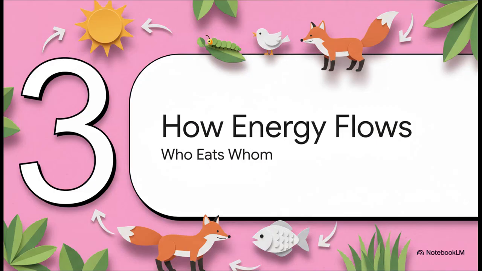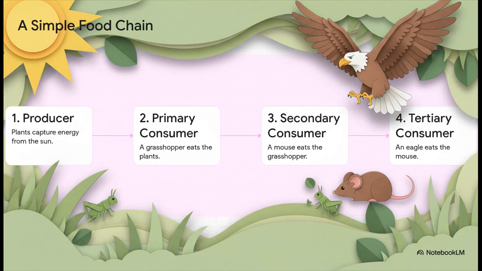Okay, so we've met the main players, the producers, consumers, and decomposers. But how does it all fit together? Well, the number one rule of any ecosystem is all about the flow of energy. It really just boils down to one simple question: who eats whom? The easiest way to visualize this is with a simple food chain. Let's take a look. It all starts with the plants, our producer, soaking up energy from the sun.